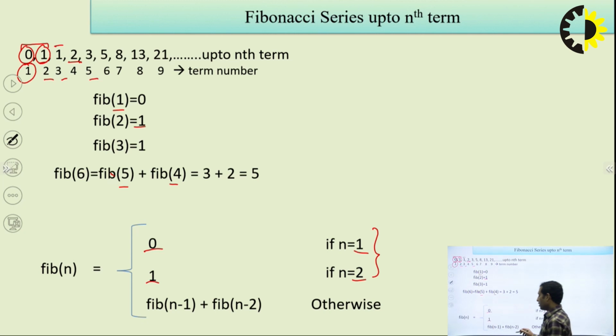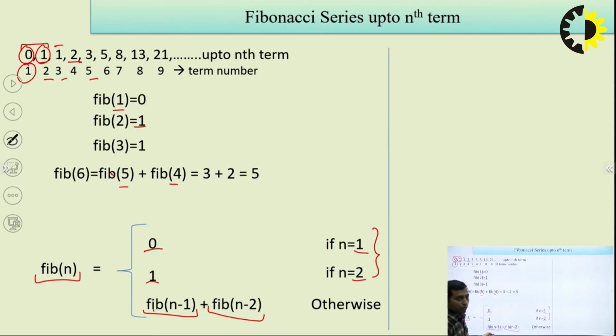Why is this a recursive definition? Because we are using the same sub problem. We are breaking our original problem into the same type of sub problem. Here we want to get the Fibonacci of n, and here we want Fibonacci of n minus 1 and n minus 2, the same type of sub problem. We break our original problem.